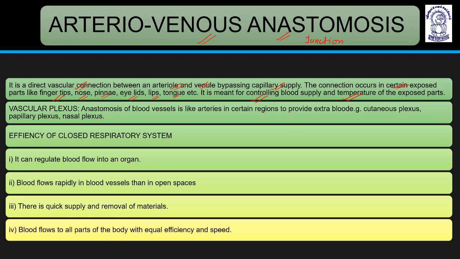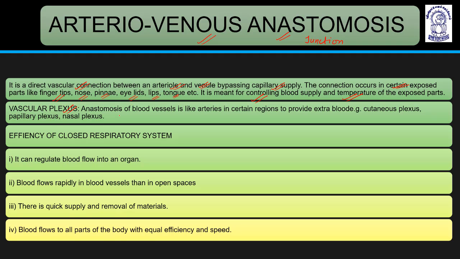As you know, whenever it's extreme cold or extreme hot, the fingertips, the nerve endings, they lie here. So it is very important to control the body temperature, and that is why arteriovenous anastomosis is there, because capillaries could take more time to maintain the functions. So it is meant for controlling blood supply and temperature of the exposed parts.